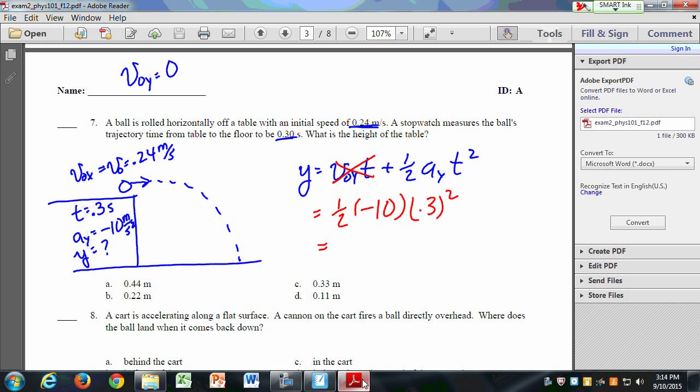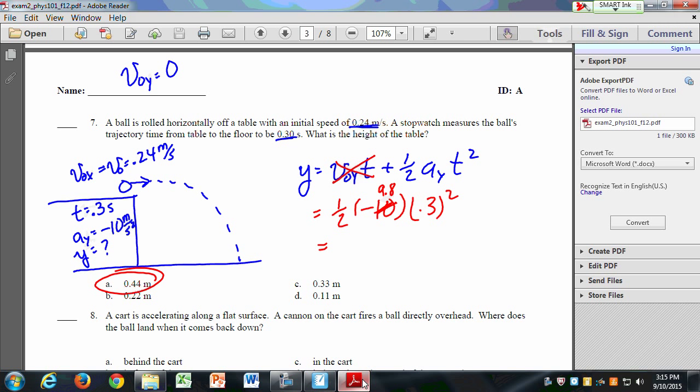5 times 0.3 squared. I got 0.45, but I was using 10 instead of 9.8. So the answer is 0.44. That's using 9.8, by the way, if you're worried about that. I used 9.8 there, but on the test, you'll have 10.